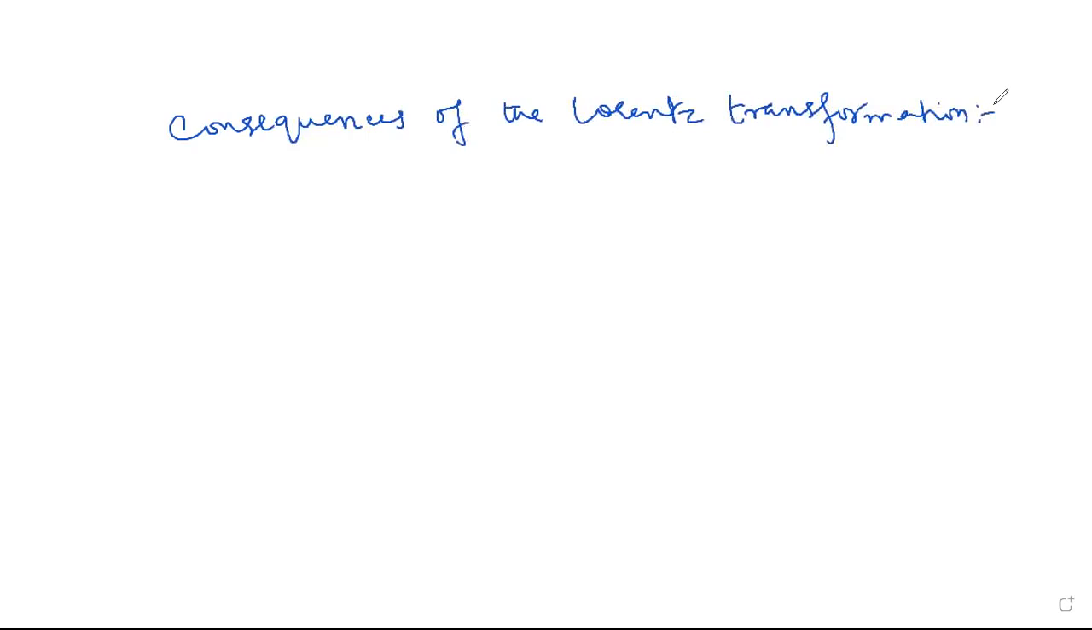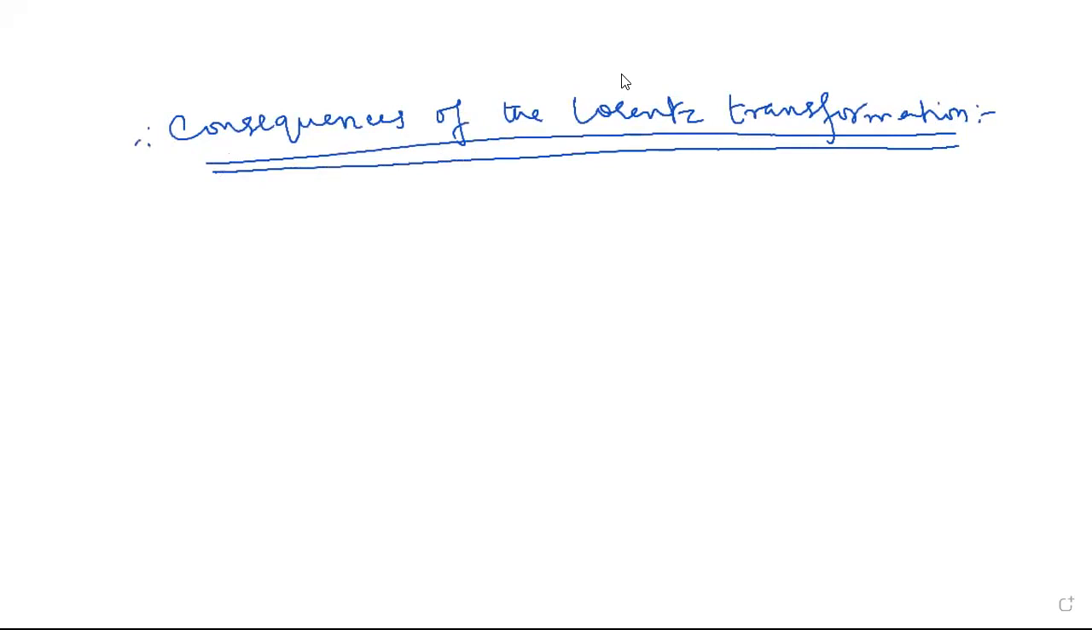So I write: consequences of the Lorentz transformation, continued.